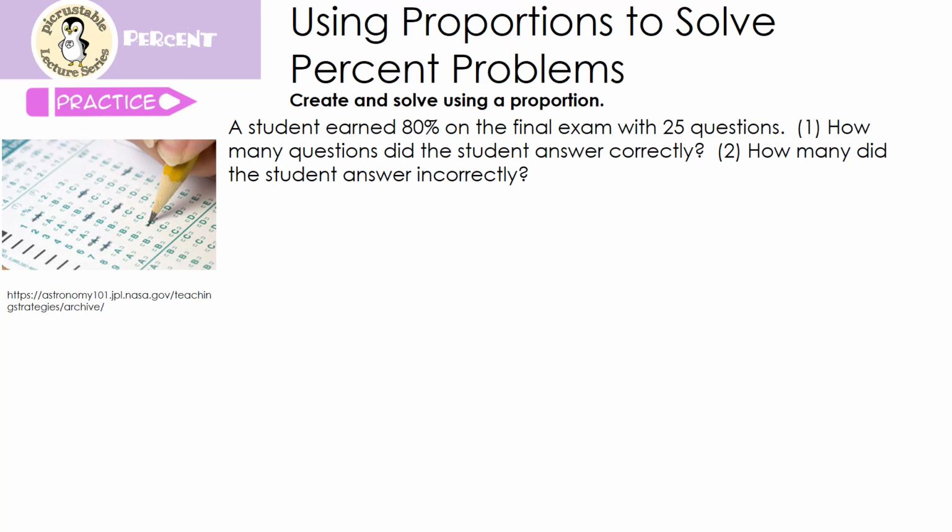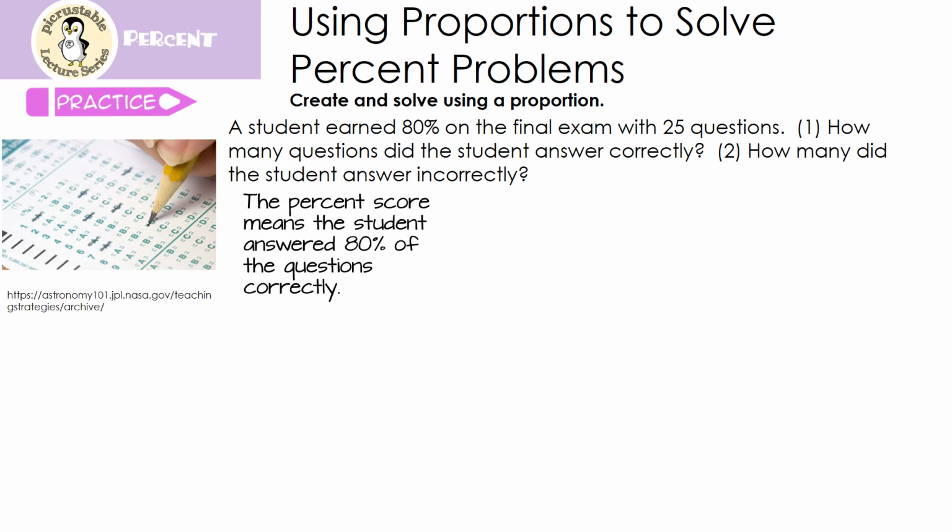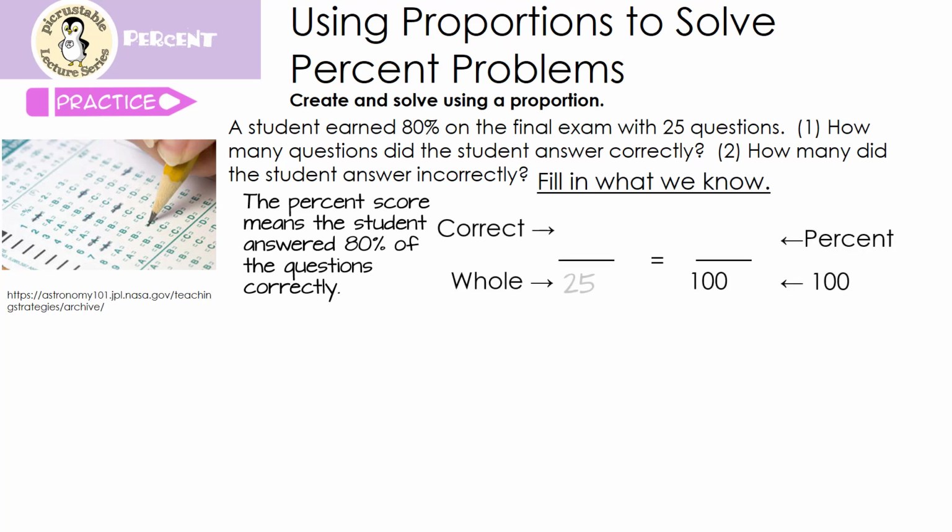A student earned 80% on the final exam with 25 questions. The first question is, how many questions did the student answer correctly? The second question is, how many did the student answer incorrectly? The percent score means the student answered 80% of the questions correctly. Let's fill in what we know. We know that there's 25 questions on this test, and the student earned 80%. We need to figure out of the 25, what is 80%?